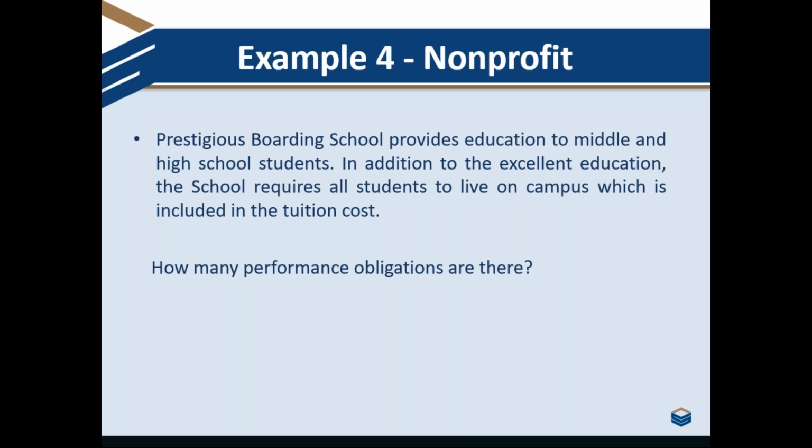because I guess there are prestigious schools that provide bad education and bad schools that provide excellent education. I'm following you on this, okay. In addition to an excellent education, the school requires all students to live on campus, which is included in the tuition costs. How many performance obligations are there? How many do people say? Or let's see what they say.